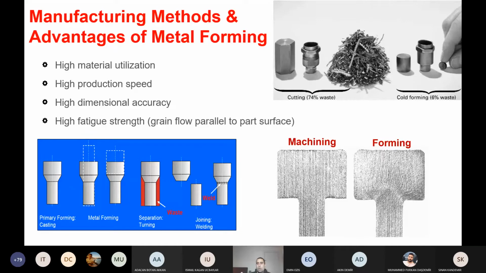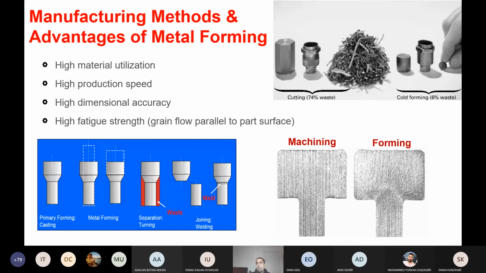In the other one, which shows the part produced by forming it, we see these grains follow a path parallel to the surface. Therefore, flaws or these tiny cracks are much less on this part compared to the other, which was machined.